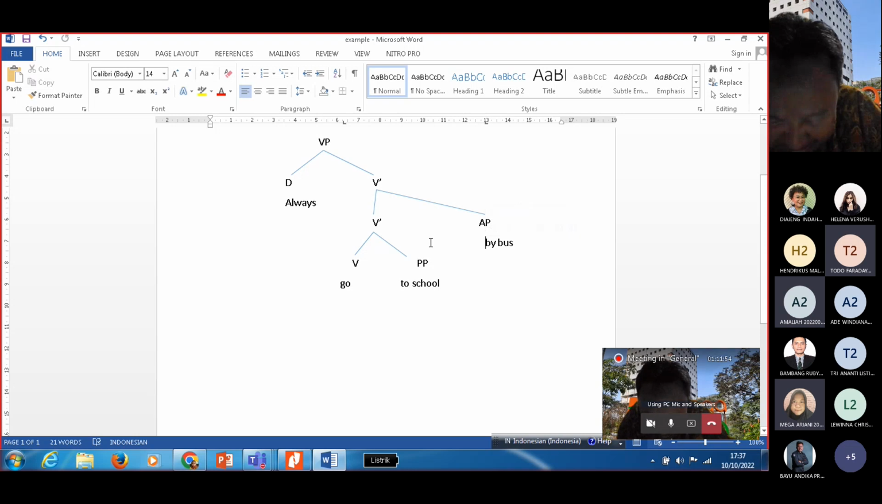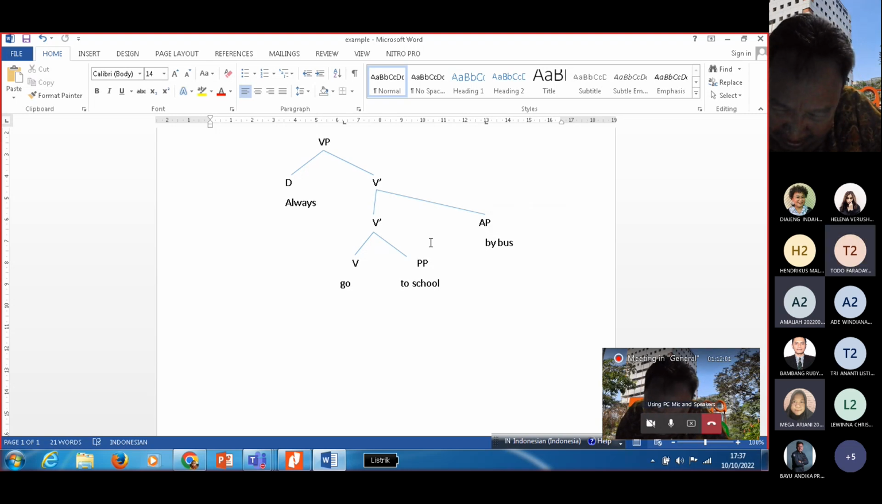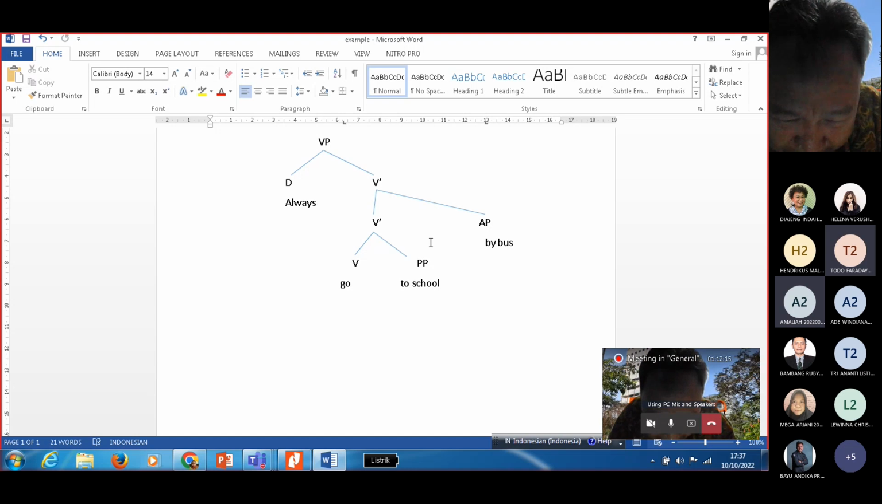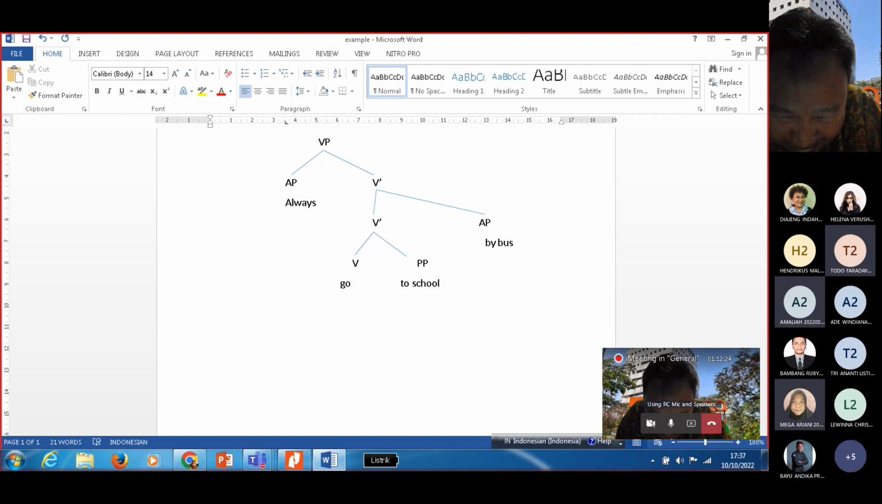How do I know PP is a complement? Because it's the daughter of V-bar and sister of V. That's true. How do I know "by bus" is an adjunct? It's the daughter of V-bar and sister of V-bar. That's good. And how do I know "always" is D? Actually, "always" is not D, it should be AP. Okay, AP. How do I know AP "always" is a specifier?